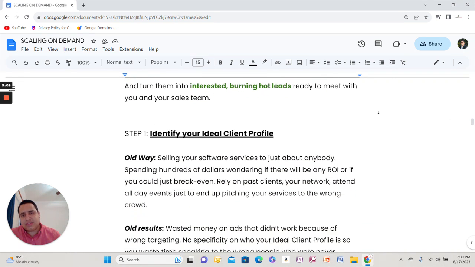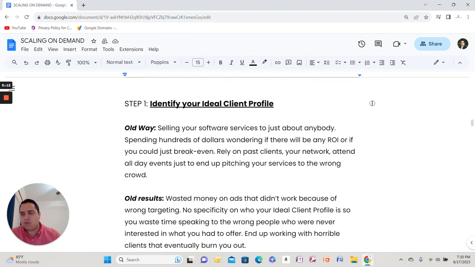So step one is to find and identify that ICP, that ideal client profile. Who is this person? Who is this company that we want to sell to? Before, a lot of software companies would just sell to just about anybody. You just shoot your shot up in the air. And the problem with that is, you're wondering, is there going to be any ROI? Like I said, spending hundreds of dollars on ads, different things, not really knowing who you're targeting, relying on past clients, your network, attending all the events, just to end up pitching your services to the wrong crowd.